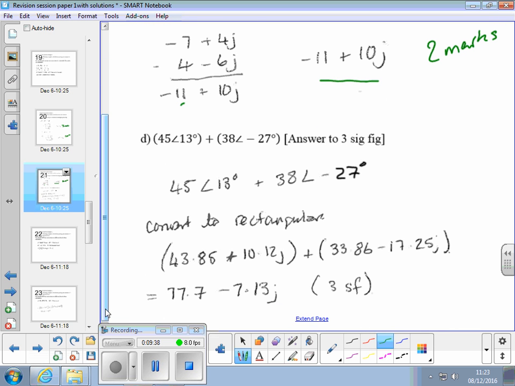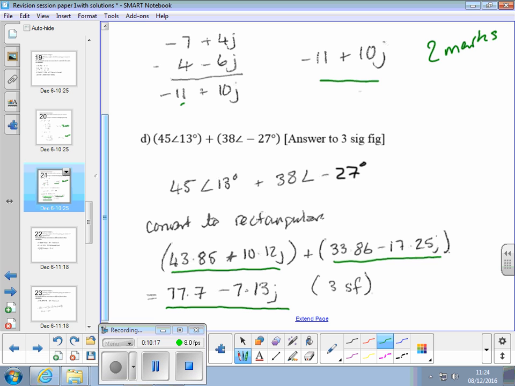Okay. Then the last one was requiring you to convert those 2 polar numbers to rectangular. There's 4 marks for this. So that's 45 at angle 13 degrees. That one is 38 at angle minus 27. The final answer to three significant figures is 77.7 minus 7.13j.